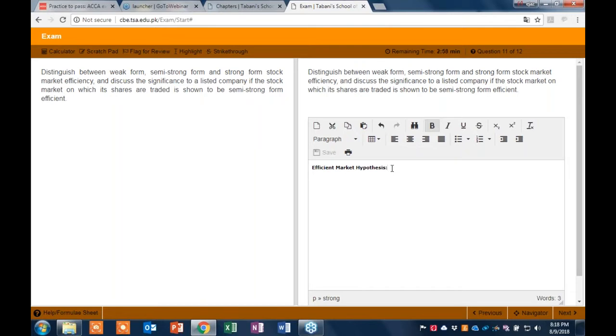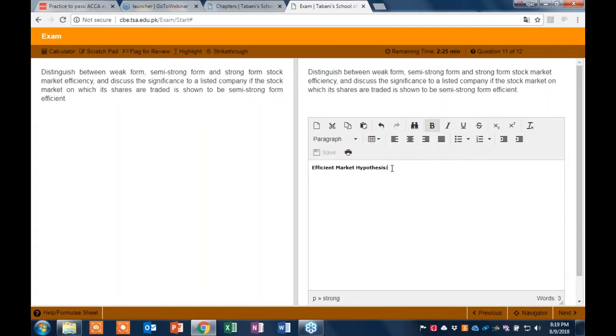Definitely somebody from inside the organization may have leaked that information into the market, and the share prices may have changed because of that information. This is an illegal form of efficiency, and in practice, this does not exist. So we have three forms of efficiency. Two of them are theoretically there, and one of them is practically there, and that's the semi-strong form of efficiency.